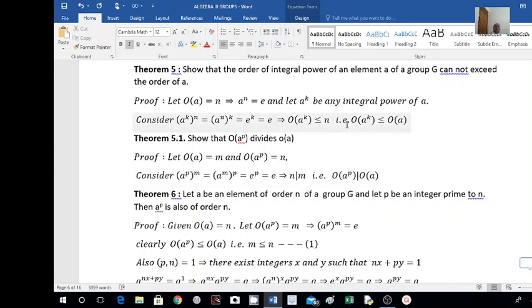So here we have two theorems. The previous theorem was order of A raised to P is less than or equal to order of A. That is one theorem. Another theorem is order of A raised to P divides order of A.